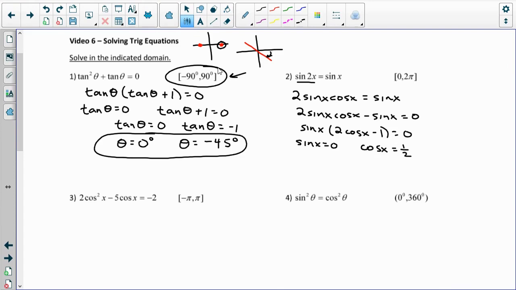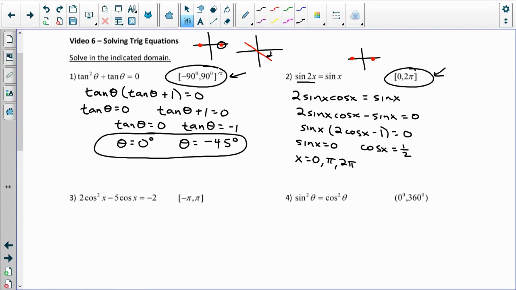So now what I have to do is figure out where does sine of x equal 0. Sine of x equals 0 at 0, pi, 2 pi, all of those things. Notice I'm in radians here, and I have brackets, so that means that I have to include 0 and 2 pi. So x must equal 0, pi, and 2 pi.